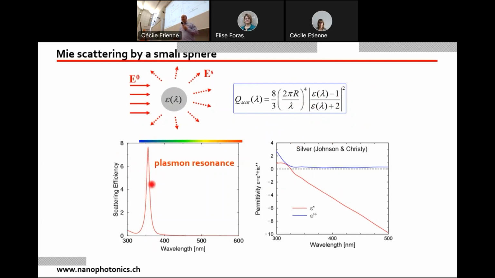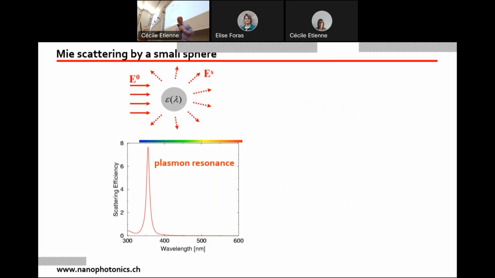And the reason for that is that the permittivity also has an imaginary part. This imaginary part accounts for the losses in the metal. It's the blue line here. It's small, but it's still significant. And that's the reason why we have some width in that resonance. So we have a nice little theory, which is that a small silver particle is going to be blue because it's going to scatter the light, especially in the blue part of the spectrum.